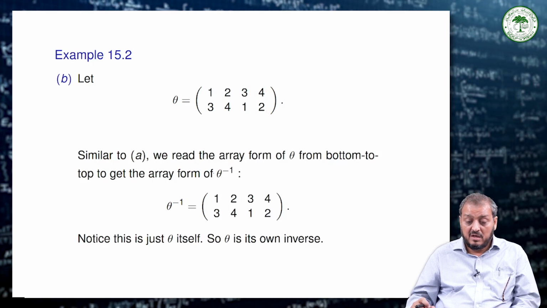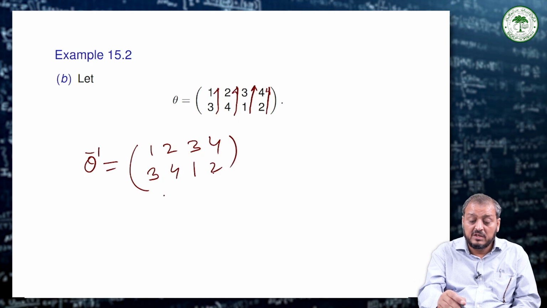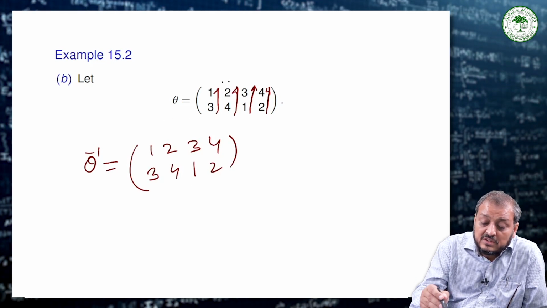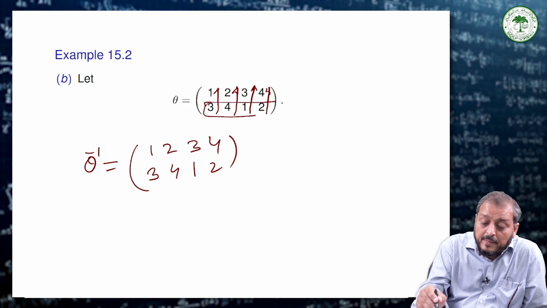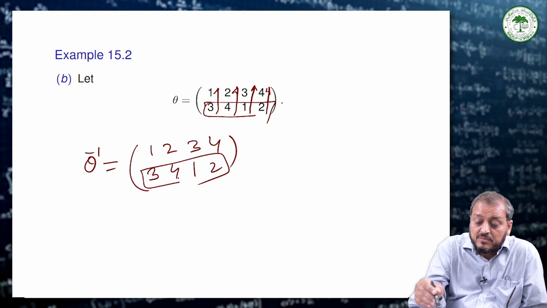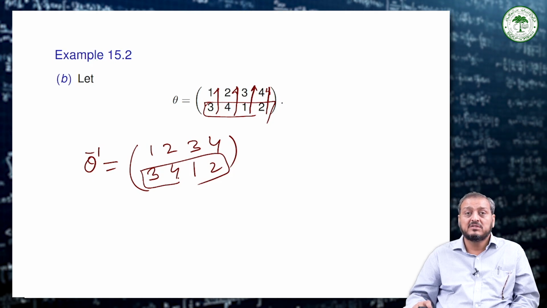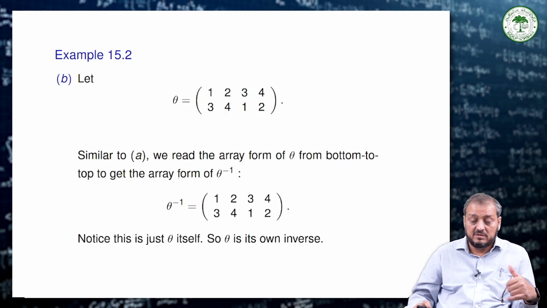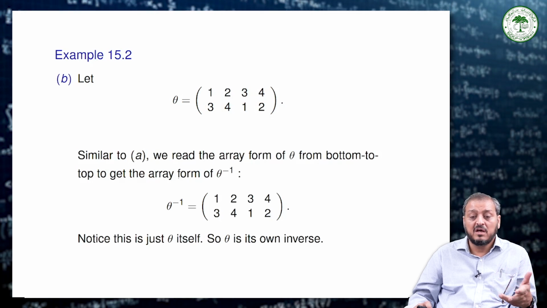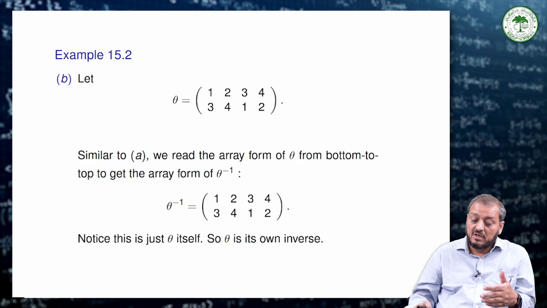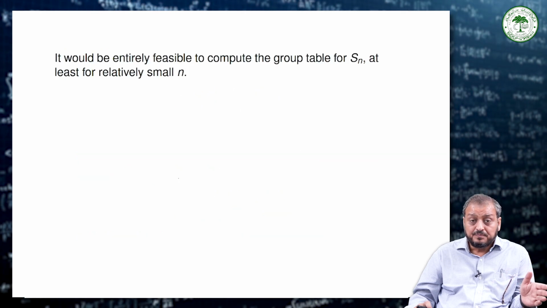So theta is 3, 4, 1, 2. Now you see this is the same mapping as here, so these two are the same. That means we can say that theta is self-inverse. So theta is its own inverse.